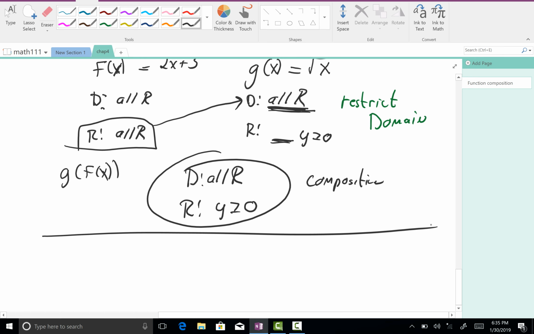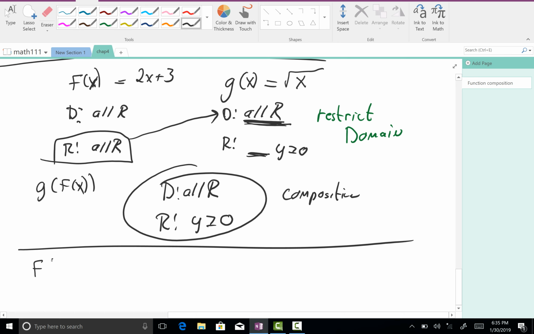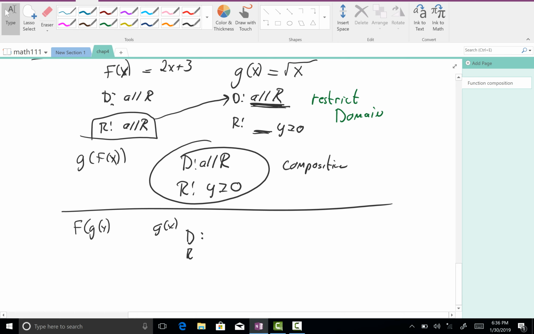Okay, let's try it the other way around. Same ones, but let's go f of g. So now, the g function here, the domain and the range. All right, here we go. So the domain of the g function is going to be what? It's that square root that I had over here. What's the domain? Greater than or equal to 0. Okay, so that's the domain. It's going to give me a range. What's the range of the g function?